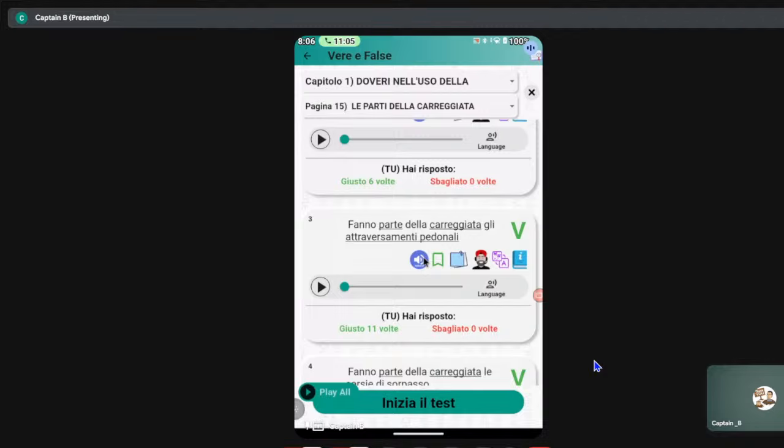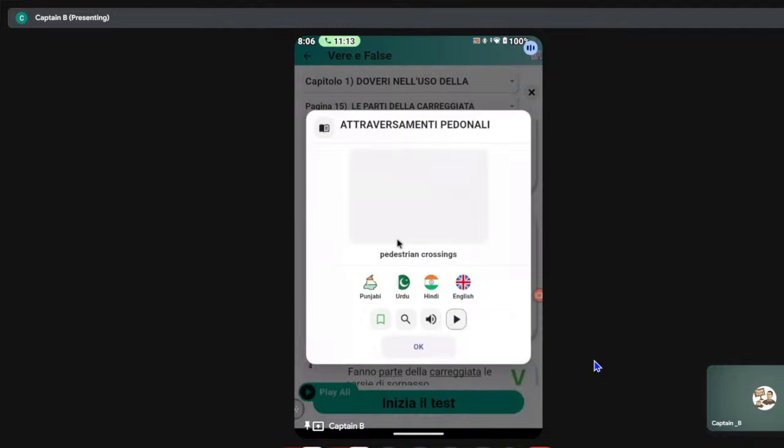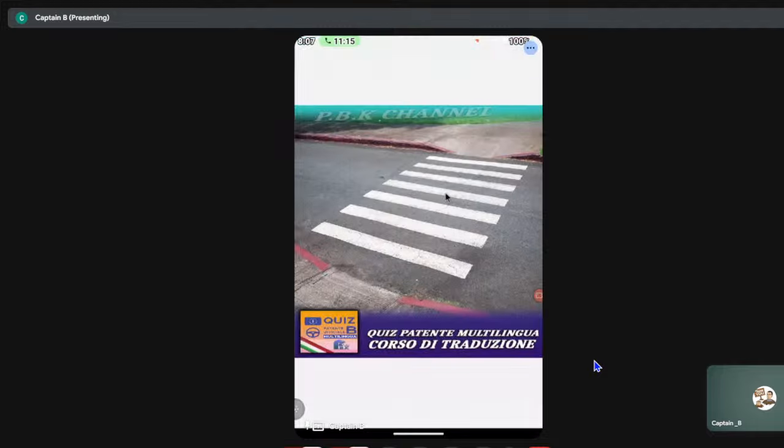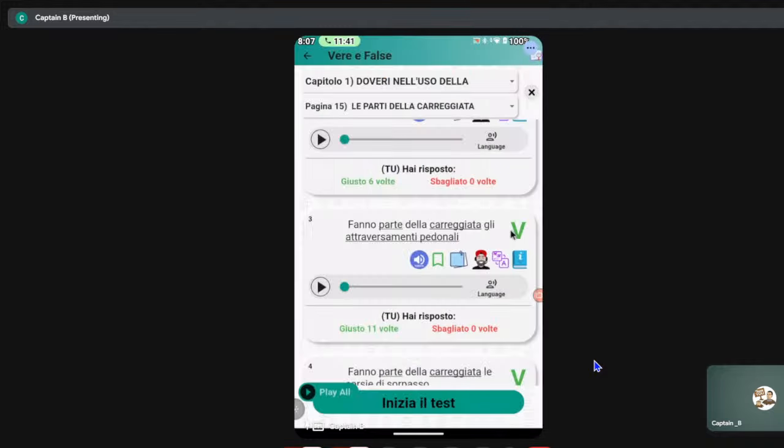Number 3. Fanno parte della carreggiata gli attraversamenti pedonali, which is the pedestrian crossing part. Look at the pedestrian. See the difference? The bicycle crossing has a middle space, braking signs on the sides, while the middle is free for the circulation of bicycles. Therefore, the attraversamento pedonale, the pedestrian crossing part, has what? Continuous stretching. See it? Vero.